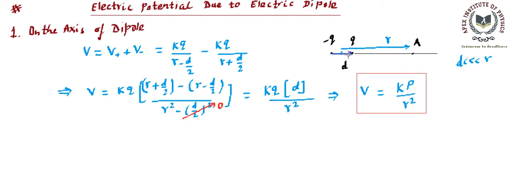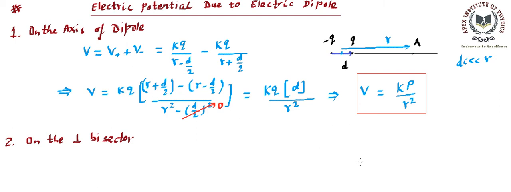Now once we have found the potential at the axial position, we will talk about the potential on the perpendicular bisector. So the next point that we are going to deal with, the second point, is the potential on the perpendicular bisector. So let's first draw a dipole, then draw a perpendicular bisector.